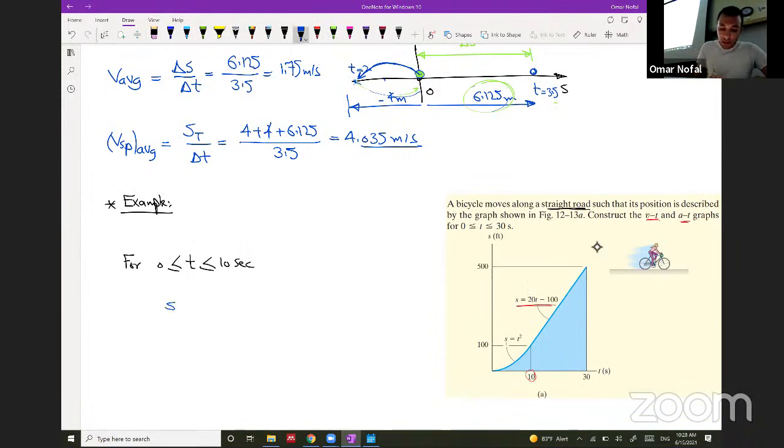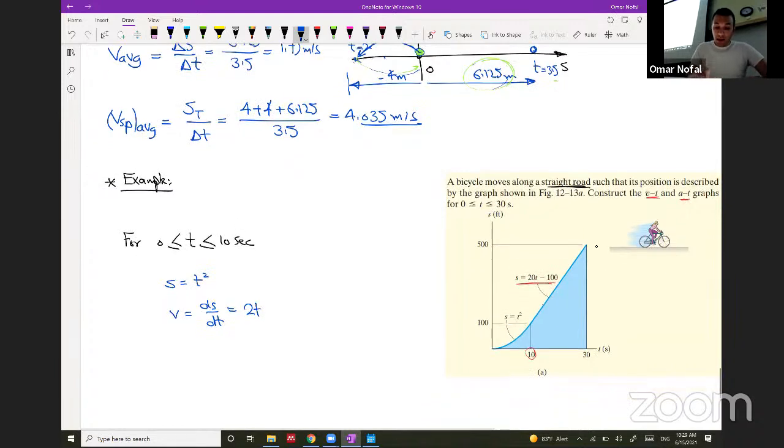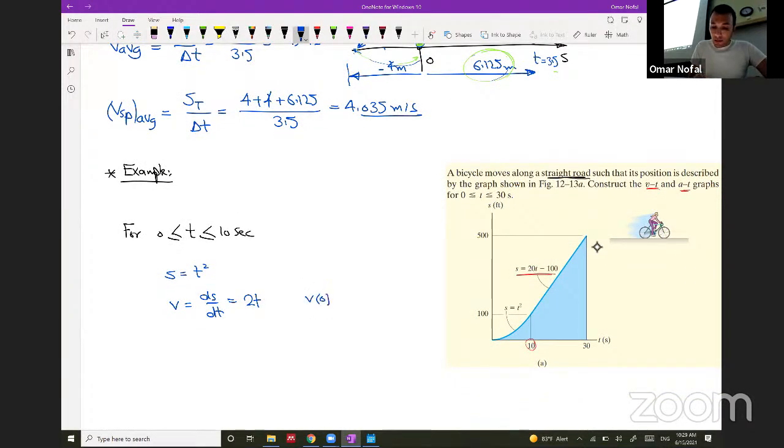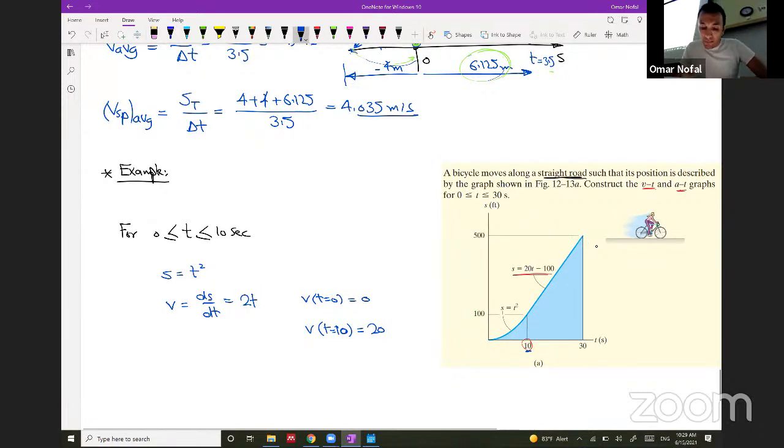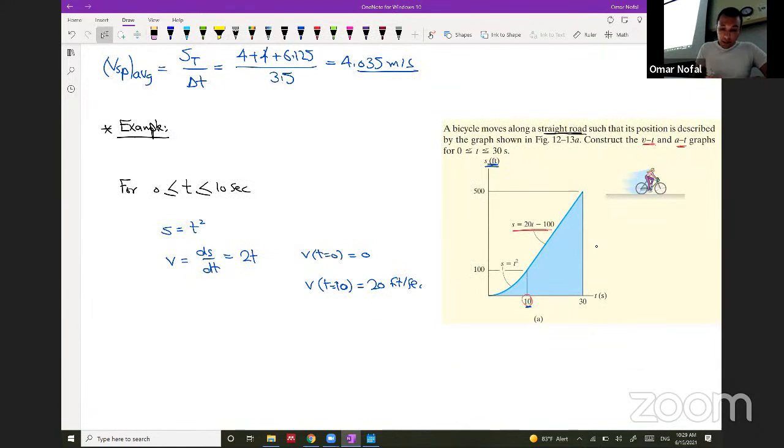So you have S equal to t squared. So V will be equal to ds/dt, which will be equal to 2t. And if you substitute at time t equals 0, this will be equal to 0. And v at t equals 10 seconds, which is this one, will give you 20. It should be in feet, so it will be feet per second here. And let's get the acceleration. So A is equal to dv/dt, so it's constant.